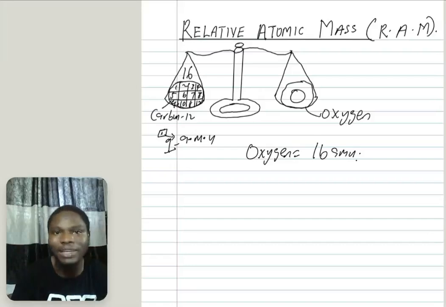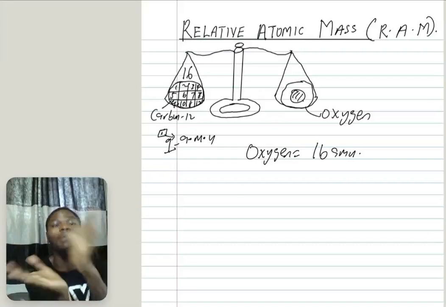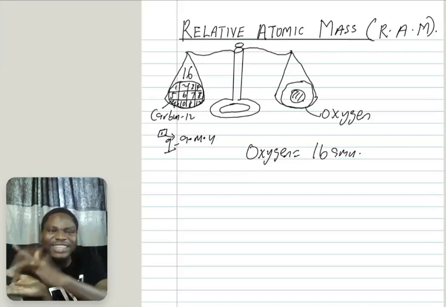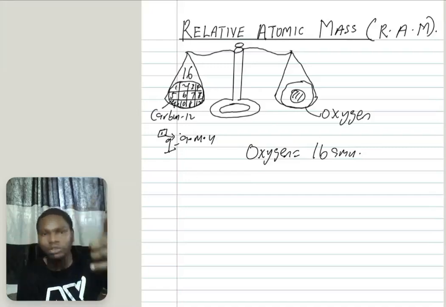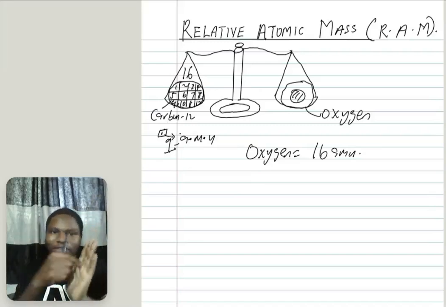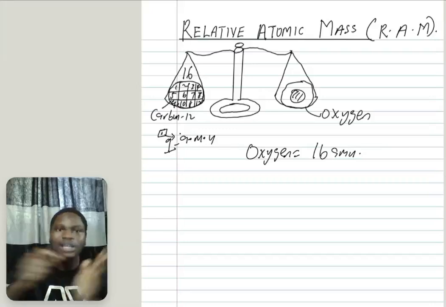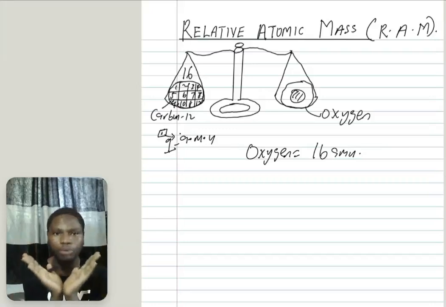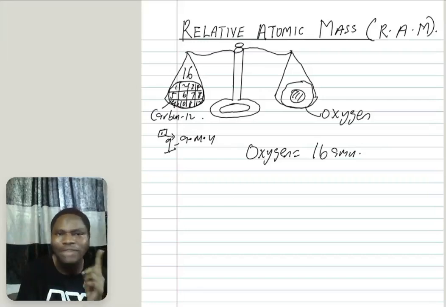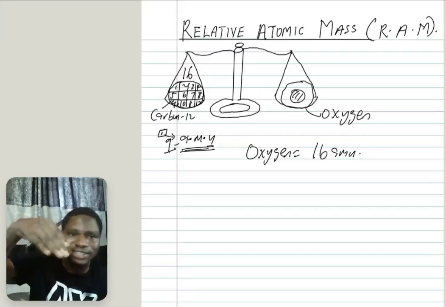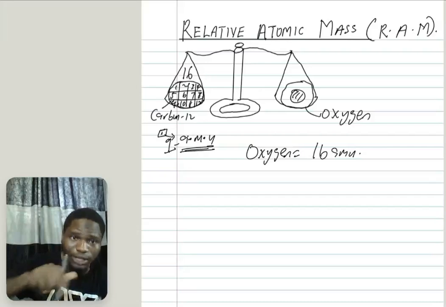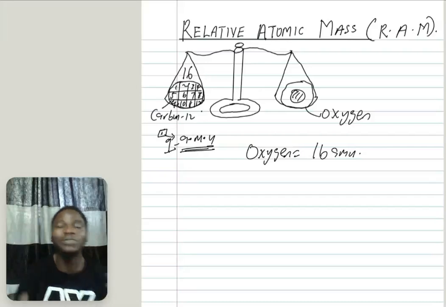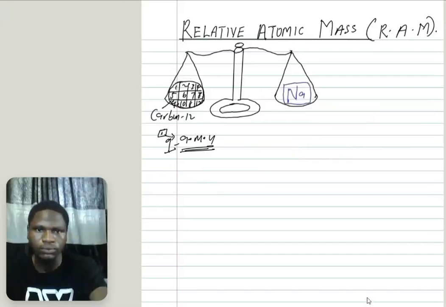I observe that if you place the mass of an oxygen atom here, this scale will bend this way. It means that it is still heavier than carbon 12 in general. So what will I do? I'll keep on adding the mass of the atom of carbon 12 till this scale is at equilibrium. If I add 16 atoms of carbon 12, that is when this scale will be at equilibrium. Therefore, the relative atomic mass of oxygen is 16 atomic mass units. Let's use another.